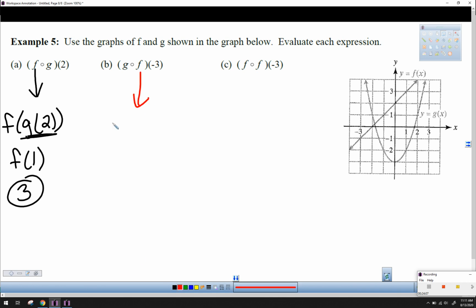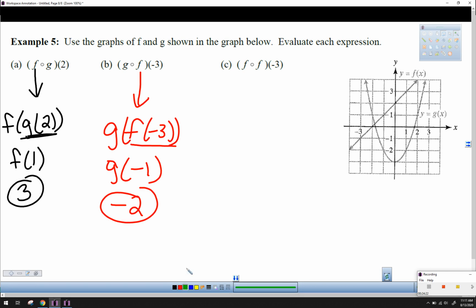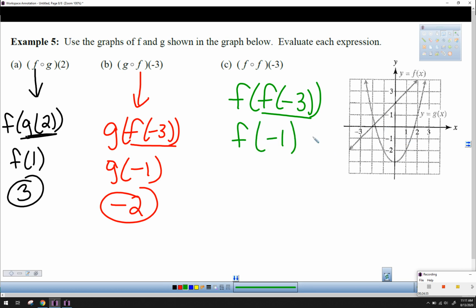All right, what about g of f of negative 3? Well, let's figure out what f of negative 3 is first. So at negative 3, f is at negative 1, and then at negative 1, g is at negative 2. And then finally, what about f of f of negative 3? At negative 3, f is at negative 1, and then at negative 1, f is at 1. And so that will be my answer for that one.